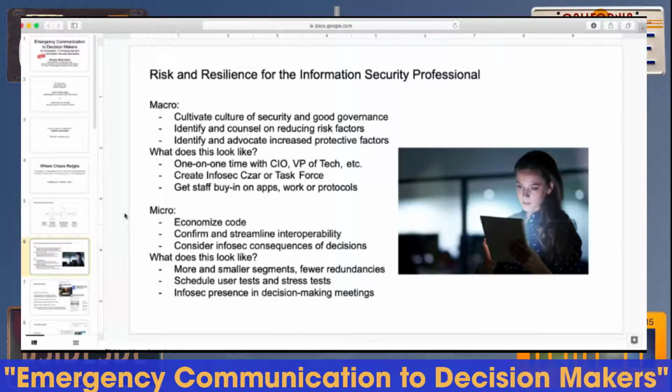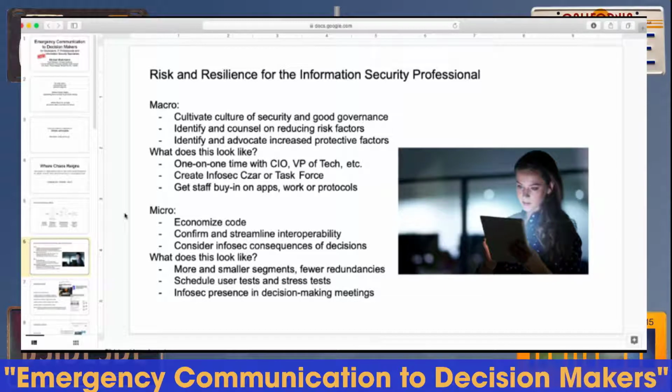There's a lot on these slides, but there's also a lot that we're covering in a short period of time here. So, from the macro perspective, it's often important for InfoSec professionals, especially if they feel like they're the only advocates in the field, to cultivate a culture of information security and good governance. These are both very important twin aspects that work in organizations, and organizations usually pay when they fail to recognize one or both of them.